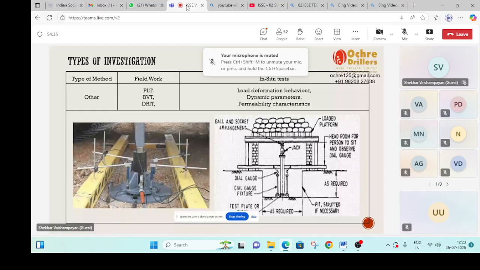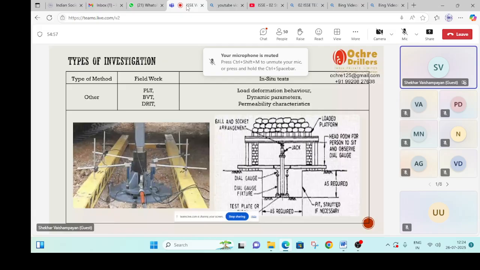Now the verification methods. The verification methods are once again PLT, block operation test, and ERT. Once you take a call, yeah, I want to place my foundation at 1 meter depth or 3 meter depth or 4 meter depth, I can reconfirm the capacity of the location by conducting a plate load test. What you are seeing is a plate load test.